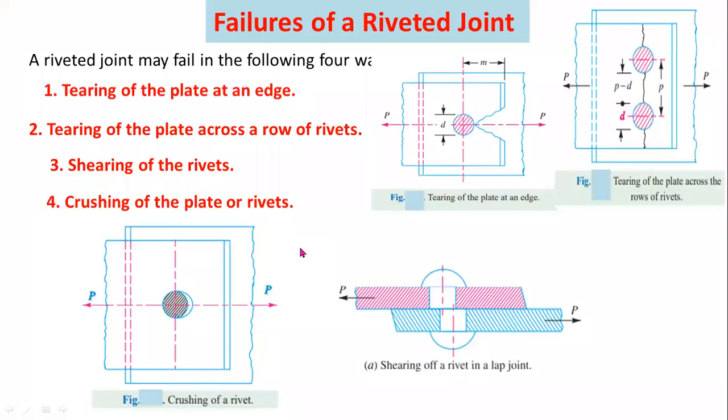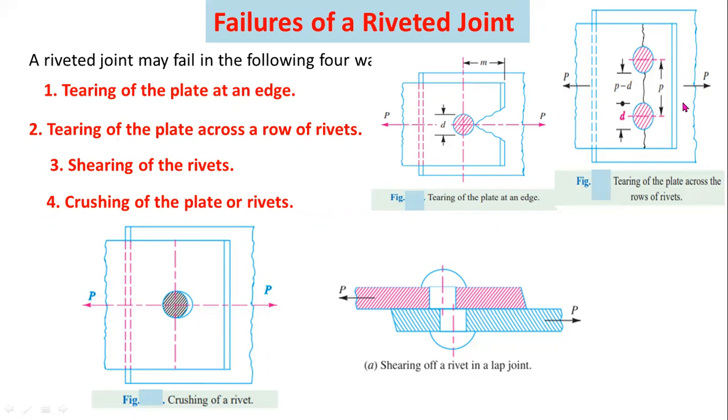Before going to the problems, first of all, you have to know the fundamentals about failures of a riveted joint. A rivet may fail in the following 4 ways. First one, tearing of the plate at an edge. Here you can observe tearing of the plate at an edge. For avoiding this failure, you have to provide proper margin. Here M is the margin, M equal to 1.5 d.